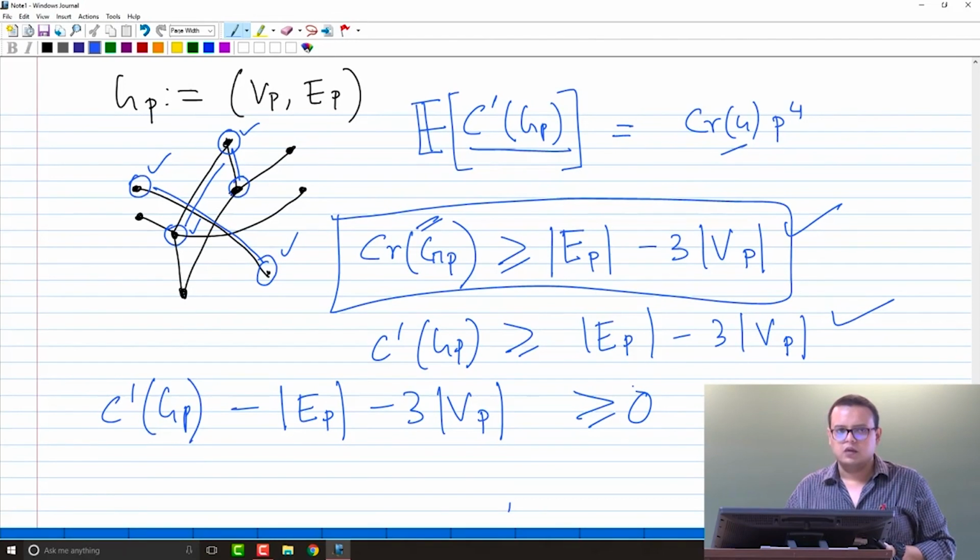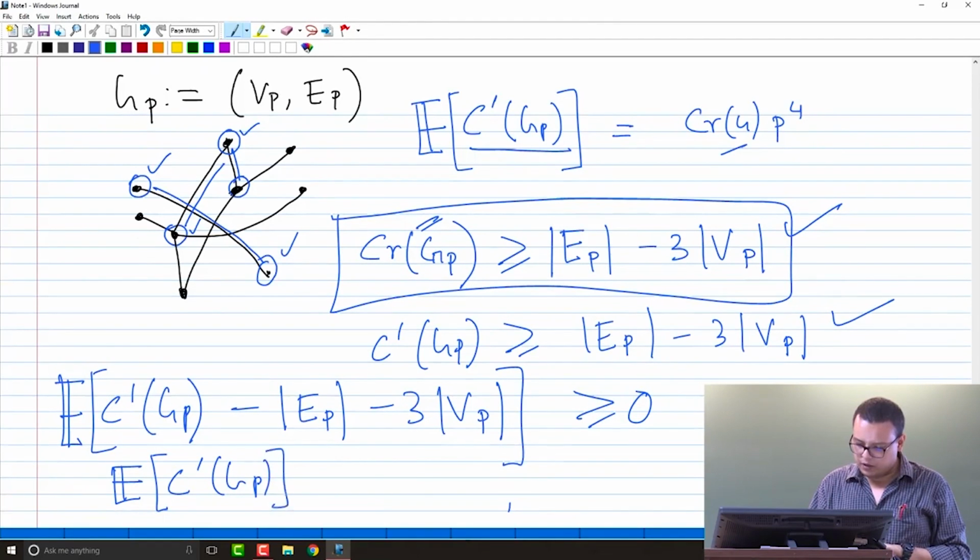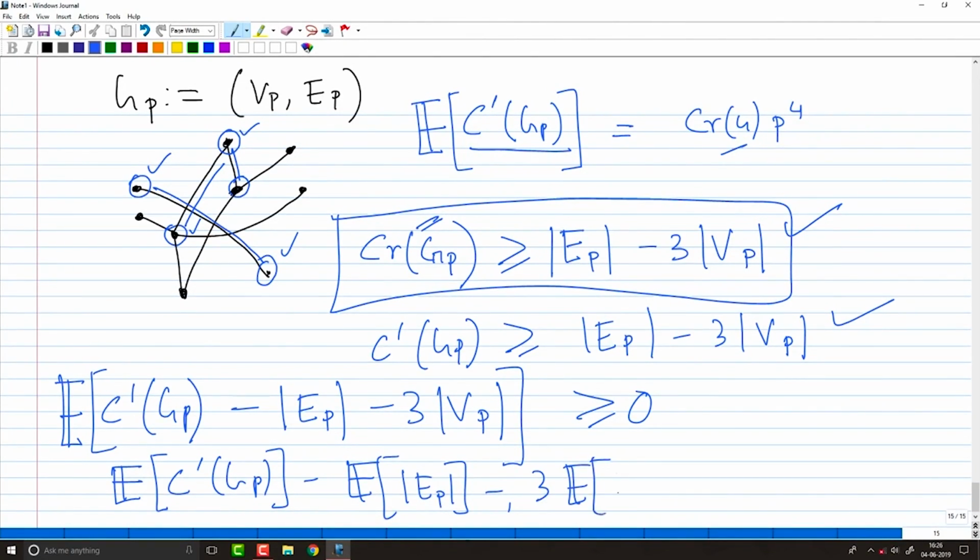So, this random variable is positive, so the expected value should also be positive, right? But what is the value of this? This will give us the expected value of C(GP) minus the expected value of EP minus 3 times the expected value of VP is greater than or equal to 0.